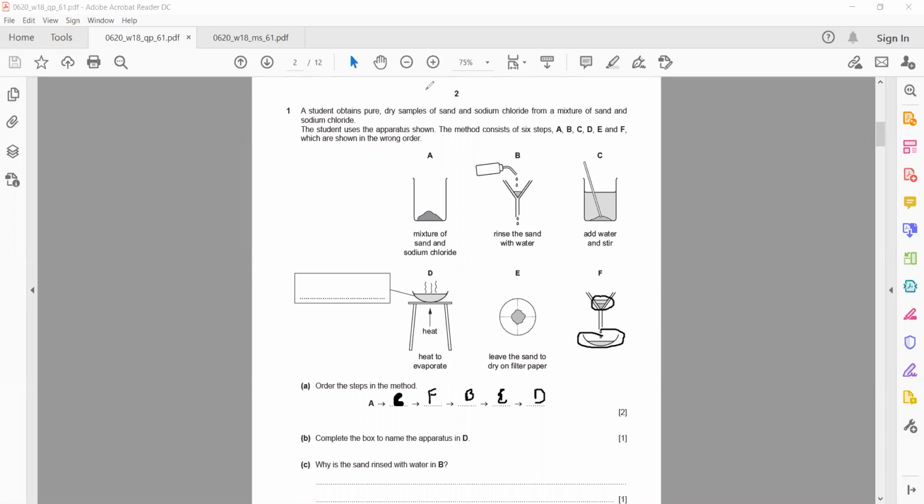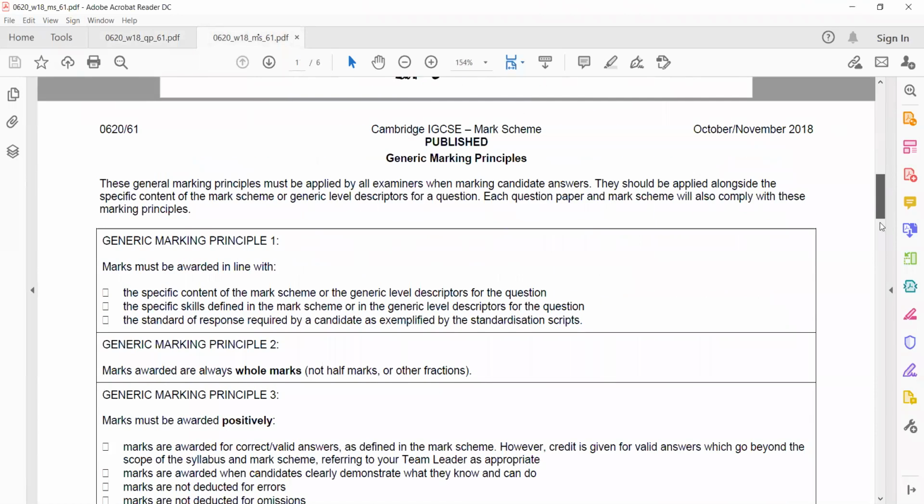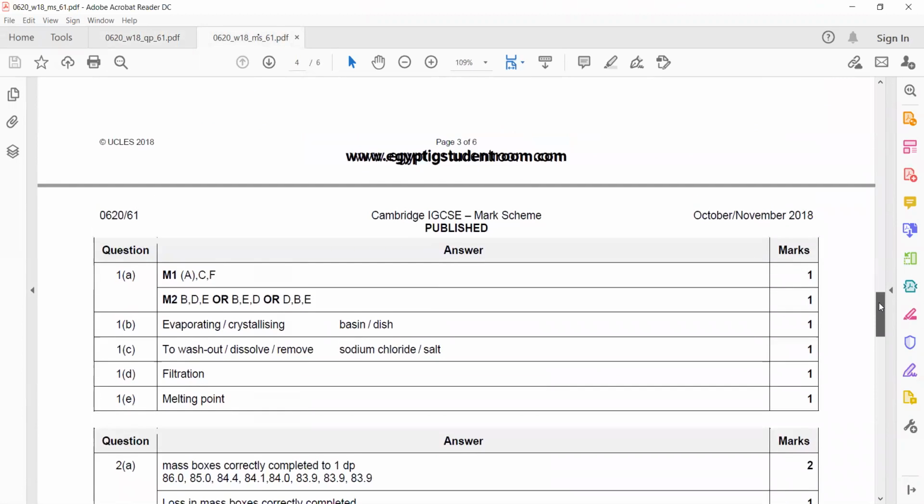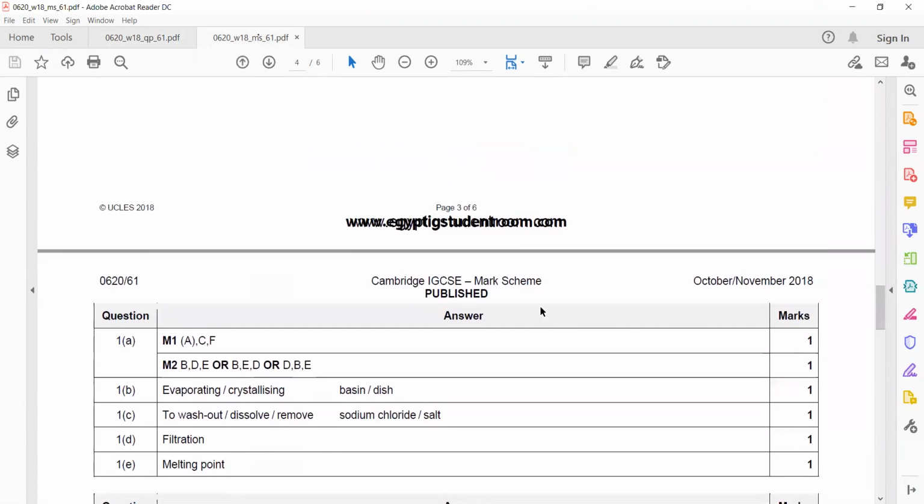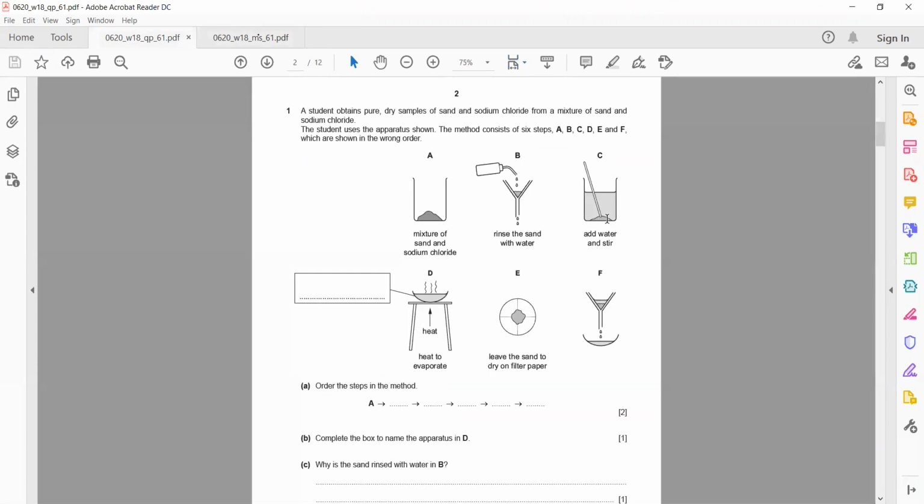Even this is acceptable. When you check the order, they accept different orders as well. So you can see the order variation is there. Some students think after F it can be D, means we take this and then carry out B and E, so it is acceptable.